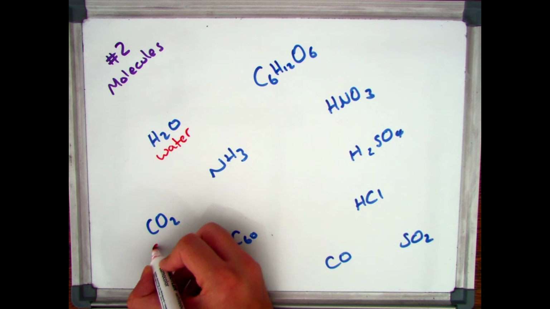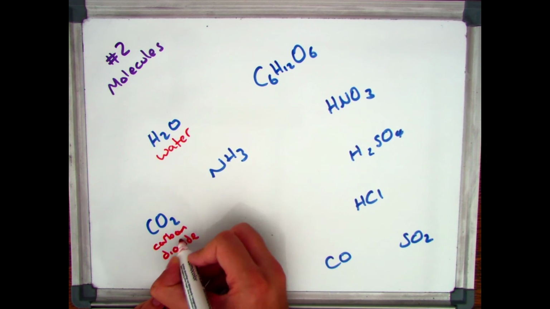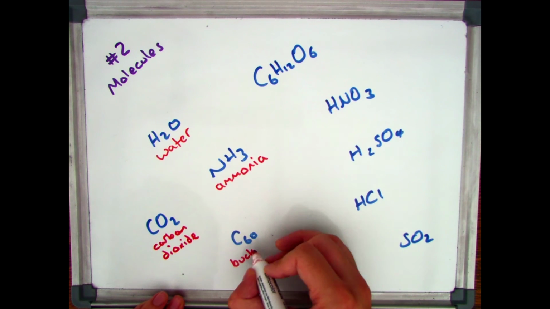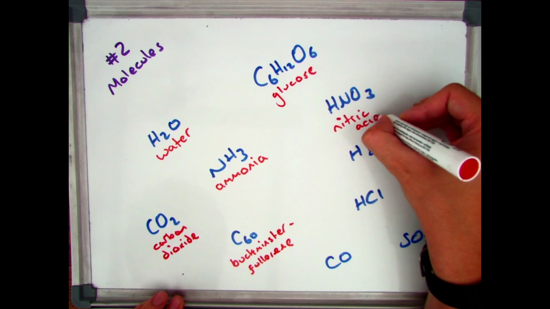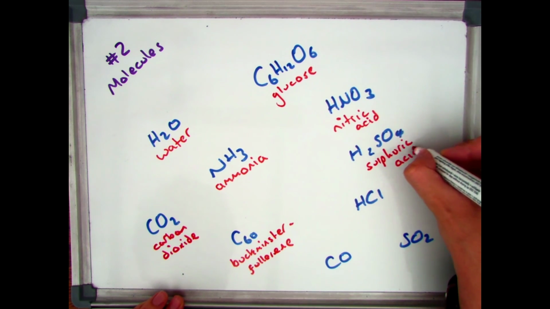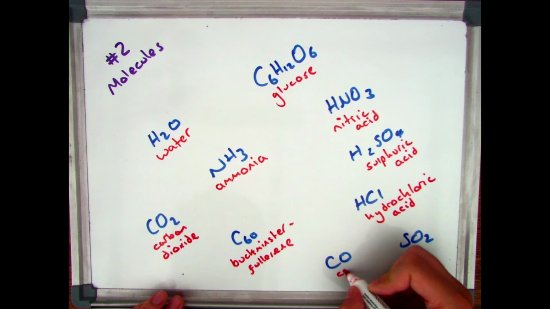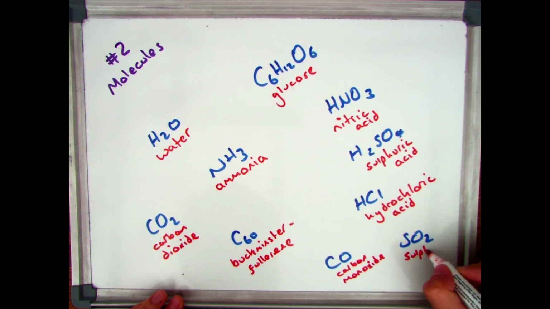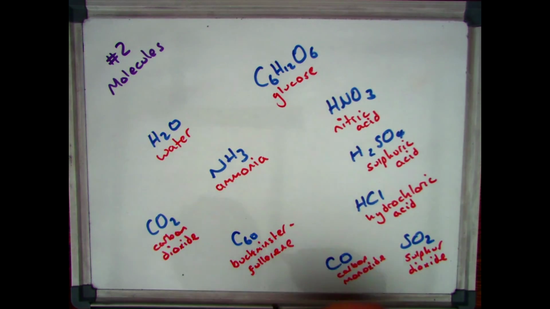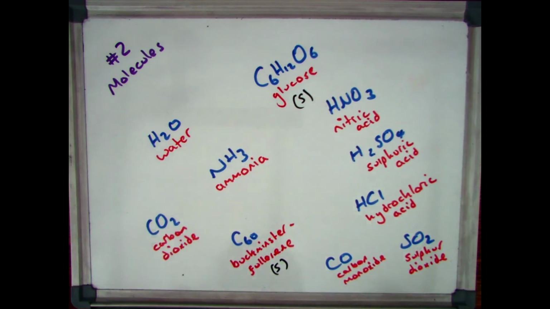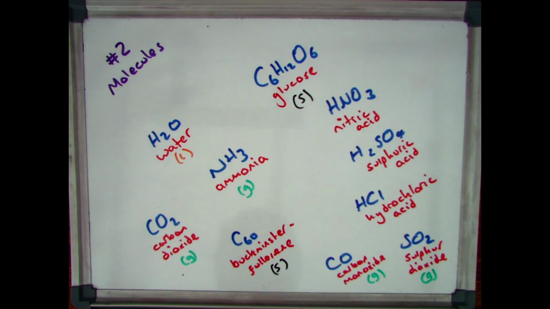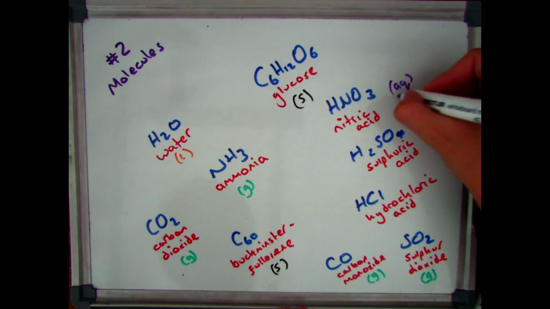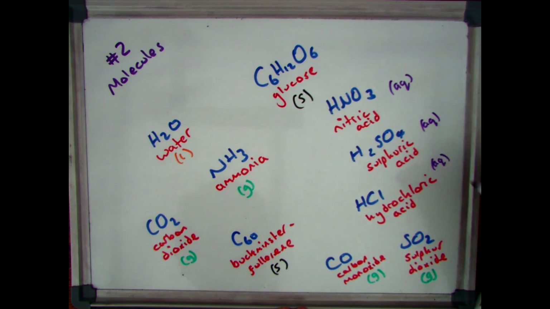So we have H2O is water, CO2 is carbon dioxide, NH3 is ammonia, C60 is Buckminster fullerene, C6H12O6 is glucose, HNO3 is nitric acid, H2SO4 is sulfuric acid, HCl is hydrochloric acid, CO is carbon monoxide, and SO2 is sulfur dioxide. The fullerene and glucose are solid at room temperature, your liquids are water, your gases are ammonia and carbon dioxide, and carbon monoxide and sulfur dioxide, and your aqueous solutions are your acids, so nitric, sulfuric and hydrochloric acid.